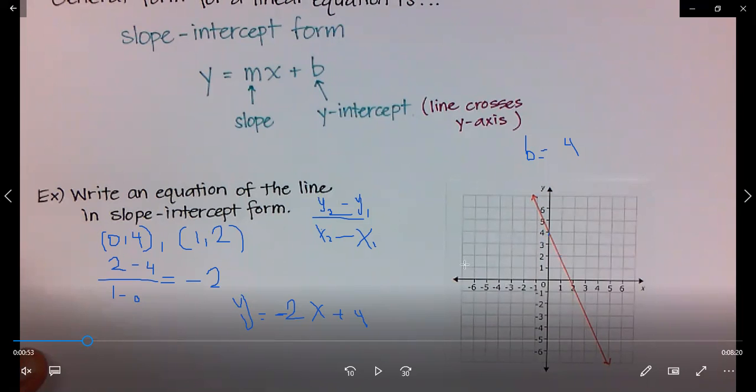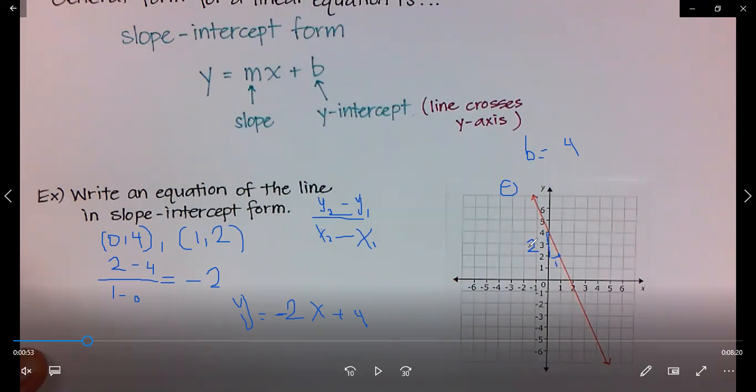Then we will start to count. We will start with rise and then run. This line points to the left, which guides us to know that the slope should be negative because it falls from left to right. Then we count the rise and the run. I have 0, 1, 2, and then 1 to the right. So I have 2 units rise and 1 unit run.